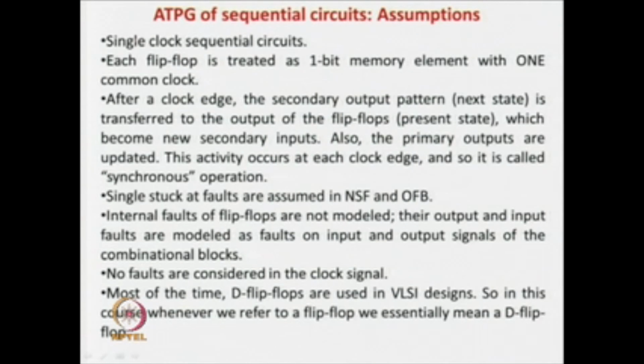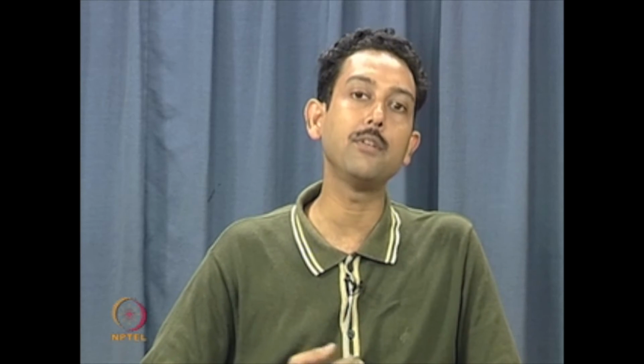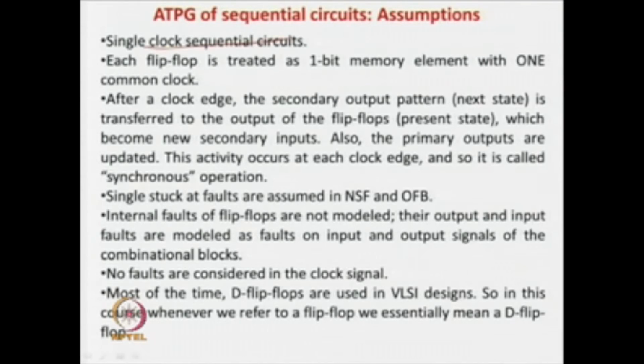Now we will see there are some assumptions which we will be taking. For ATPG of sequential circuits, some properties of the circuits have to be taken as assumptions to make our algorithm simple. This set of assumptions actually applies to a very high fraction of the digital circuits which are being designed, so we are targeting the majority of the designs. Single clock sequential circuits we are taking, that is, our clock is single and the circuit is sequential. Each flip flop has a 1 bit memory element, that is obvious, and one common clock, that is, one clock is being given to all the flip flops. So, all the flip flops switch in synchrony with the single clock.